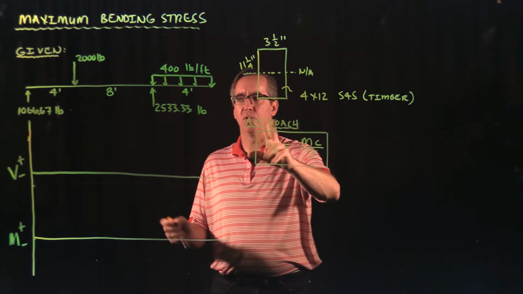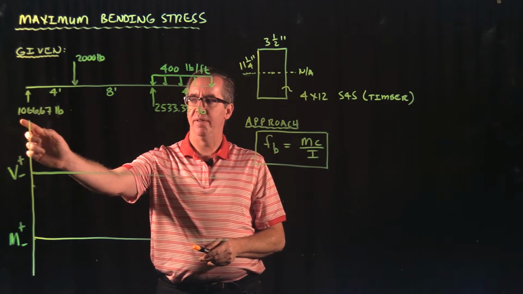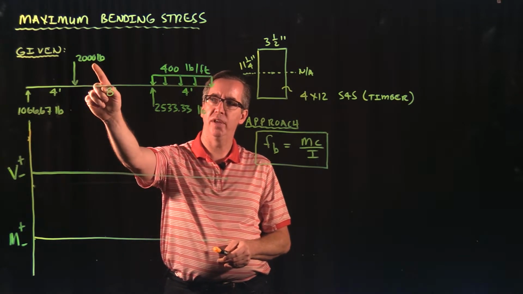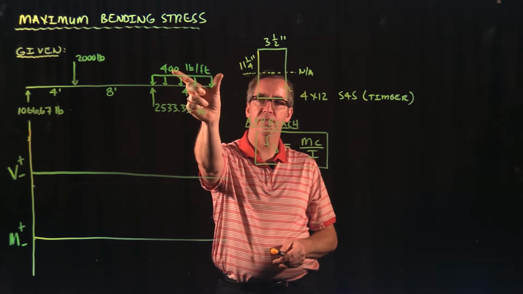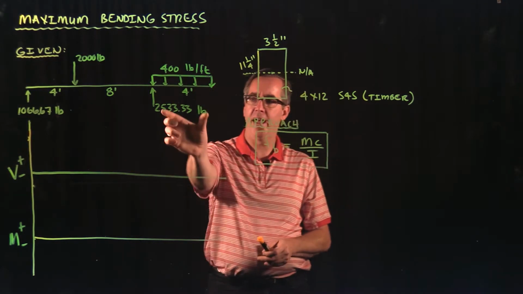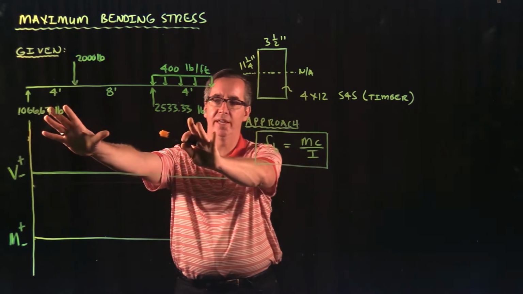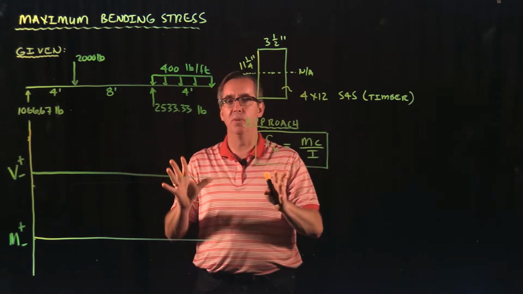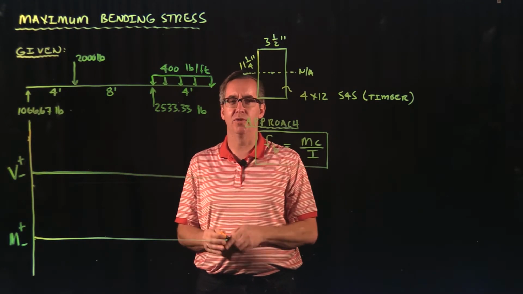In this example, of course, we have a beam that's being loaded. We have a reaction of 1,066.67 on the left. We have a 2,000 pound force here. We have a uniform load of 400 pounds per foot. We have a reaction again here of 2,533.33. And again, I went ahead and just calculated the reactions so that we can really focus more on the components of the shear and bending moment diagrams and the moment of inertia and so forth.